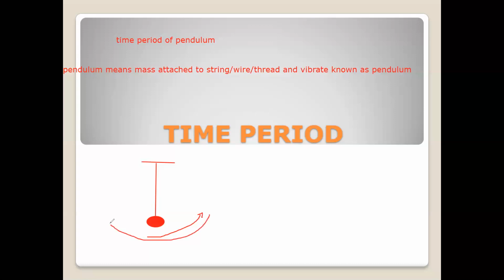So when this object vibrates to and fro, what I will call that is a pendulum. The term pendulum is used for a mass which is attached to a string or a wire or a thread and it will vibrate. We simply call that a pendulum.